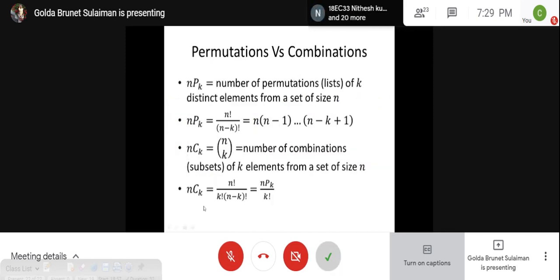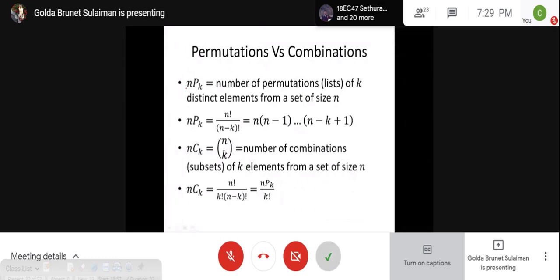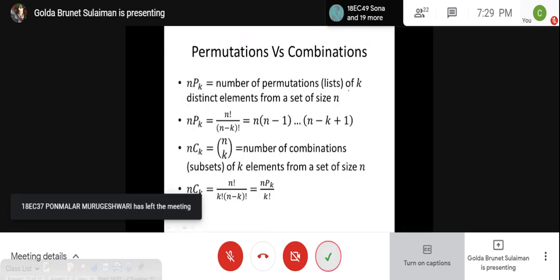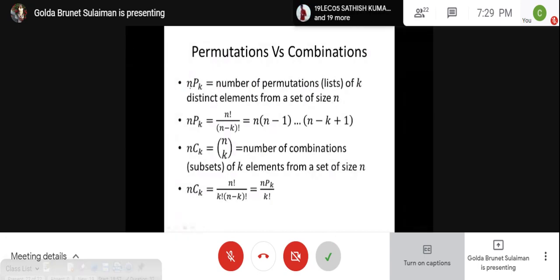Now we'll see the mathematical part: how to compute the number of permutations and the number of combinations. The number of permutations we represent like this, nPk. The number of permutations of k distinct elements from a set of size n. That means we have a set with size n. Out of n elements, we have to find the permutations of k distinct elements.